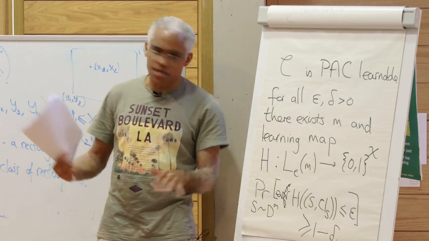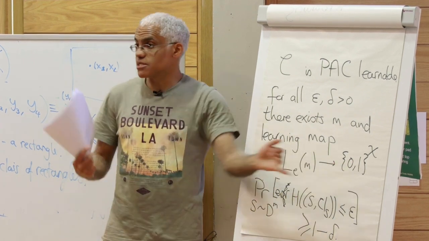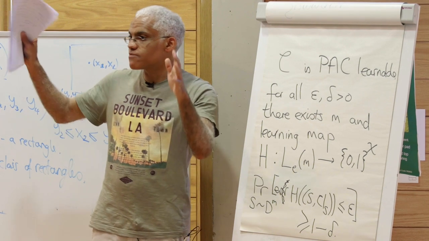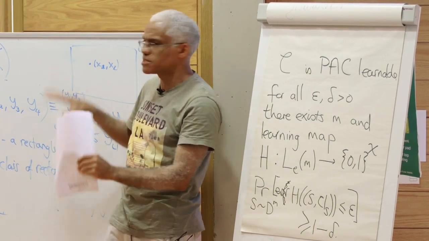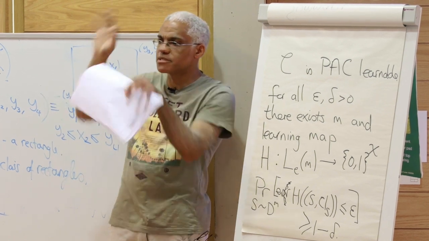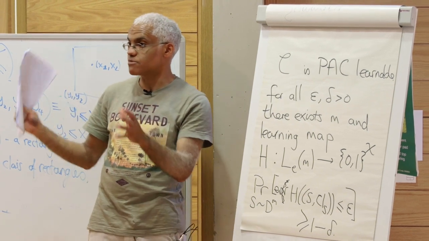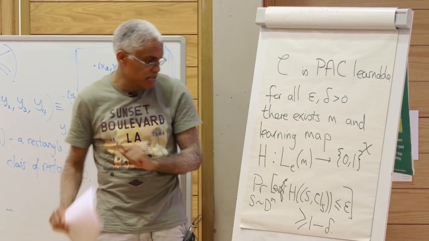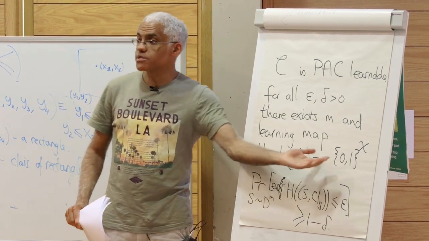So what the learning map does is it takes a labeled sample of size M and returns a classifier. So in the case of the rectangles, what the learning map would do is it would take a labeled sample, which would be a bunch of points in the plane labeled positive and negative, and it would return a classifier, namely the smallest rectangle enclosing all the positive points. And so the learning map takes a sample, returns a classifier.